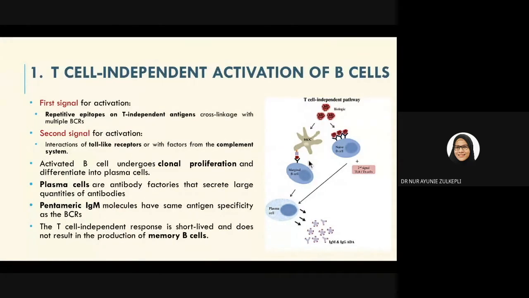The most important thing you need to know is that the T cell independent pathway is short-lived and does not result in the production of memory B cells. Memory B cells are required to initiate the response to a subsequent attack of the same antigen in our body. So in this pathway, no memory B cell is produced. You have to be clear with that. Okay, so let's see.